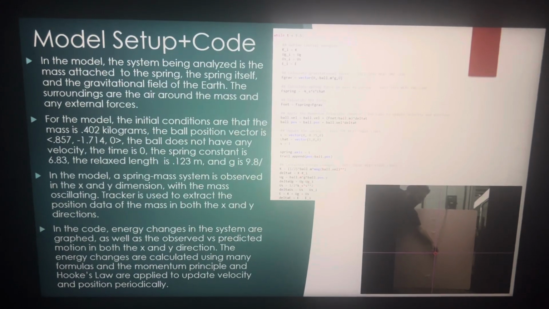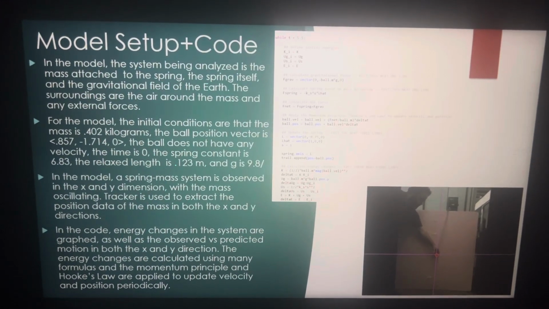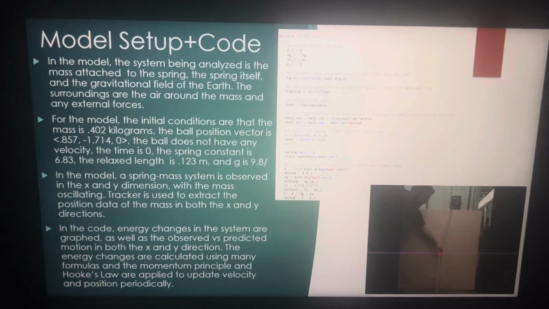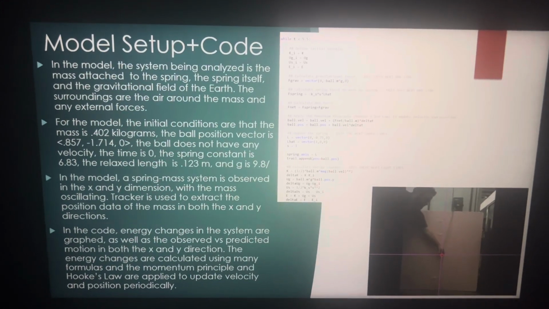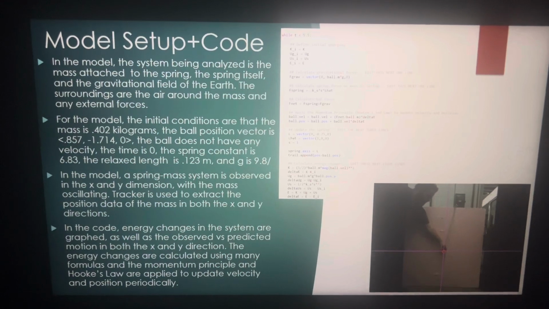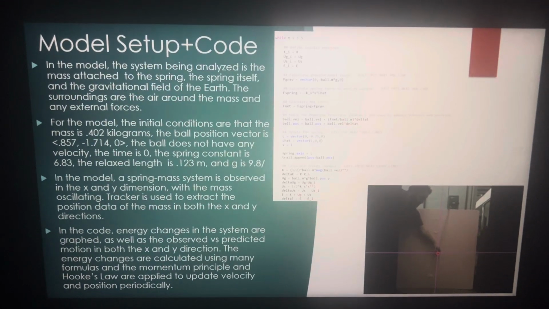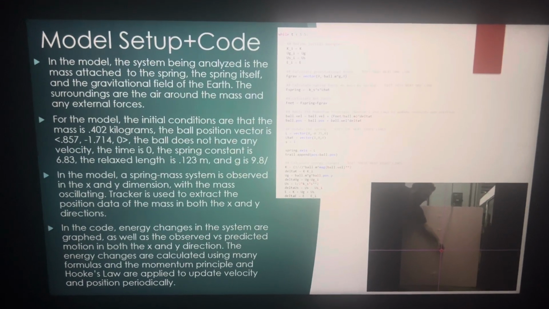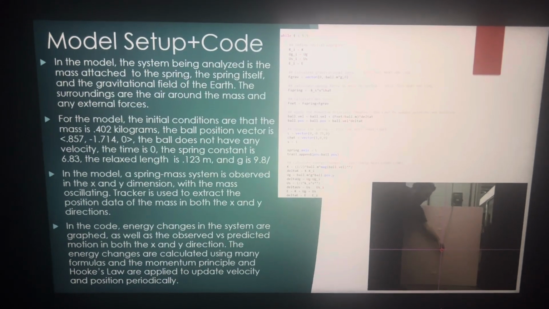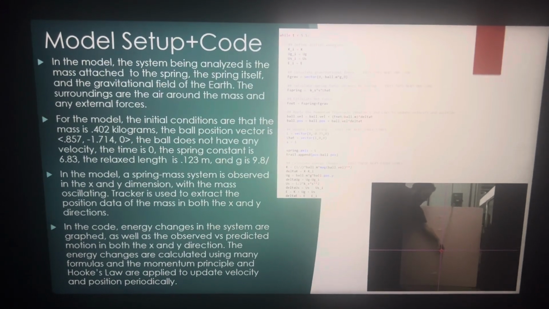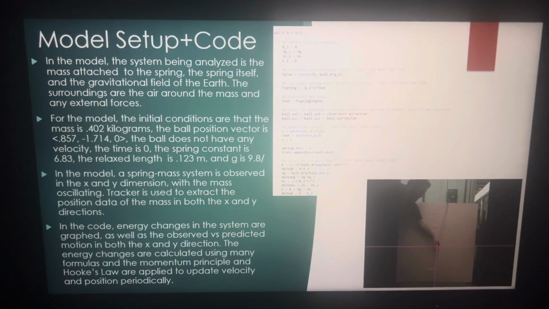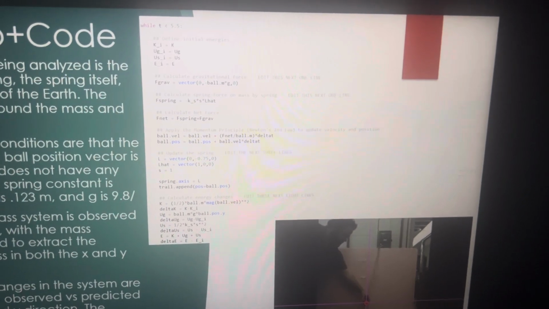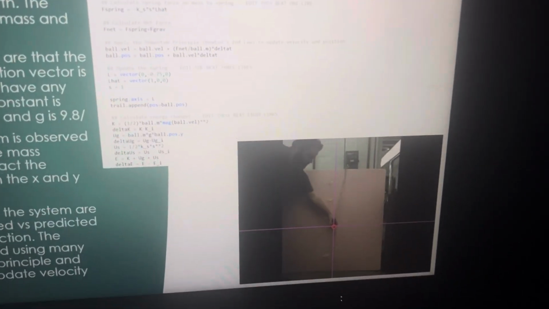In the model, a spring mass system is observed in the x and y dimension with the mass oscillating. Tracker is used to extract the position data of the mass in both the x and y directions. In the code, energy changes in the system are graphed, as well as the observed versus predicted motion in both the x and y direction. The energy changes are calculated using many formulas, and the momentum principle and Hooke's law are applied to update velocity and position periodically. So this is the relevant portion of the code. As you can see, many of the formulas used are included, and this is the experimental setup.